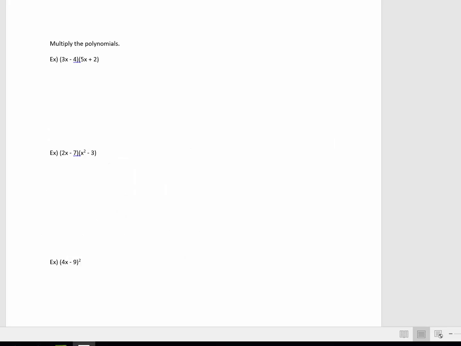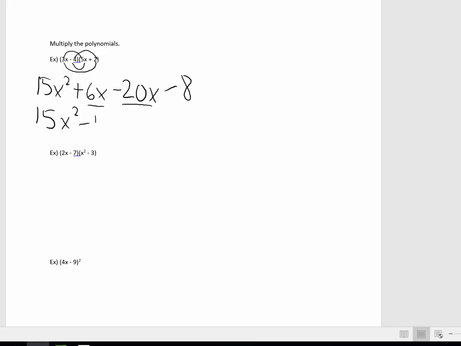Okay, so let's multiply some polynomials then. So again, I have a binomial times a binomial, so I'll use the FOIL method again. So that gives me 15x squared. Outer gives me 6x. Inner gives me negative 20x. And last gives me negative 8. Combine like terms. Okay. And notice it's in descending order.